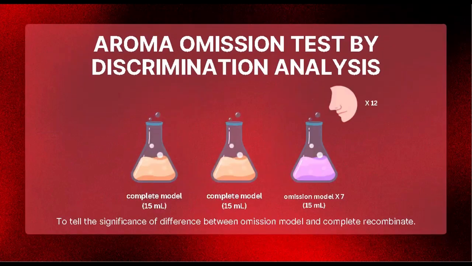Last but not least is the omission test by discrimination analysis. Basically, it is a test to tell the significance of each key aroma compound in contributing to the overall aroma profile. A triangle test was used in the study with 3 test samples, consisting of 2 identical ones and 1 with a key aroma compound missing. Results were recorded on a scale of how much the test sample matched the description of the aroma.